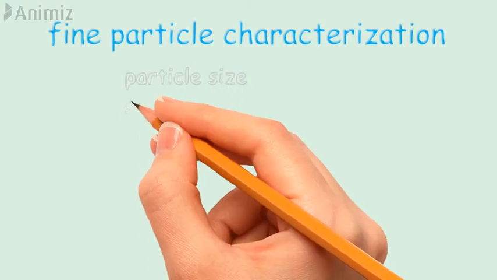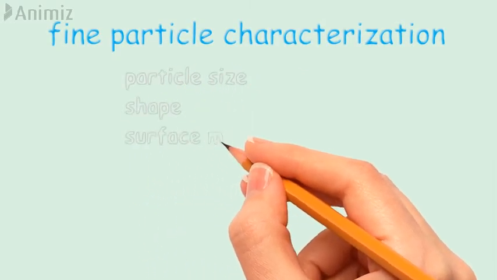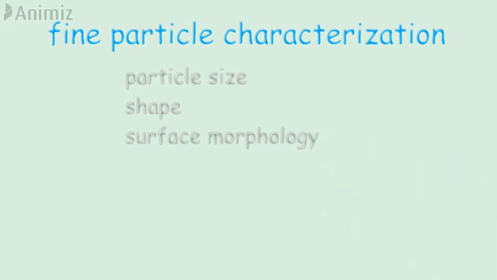Next one is fine particle characterization. Particle size, shape, and surface morphology directly affect bulk flow, formulation homogeneity, dissolution, and chemical reactivity of compounds. Let me explain some methods or techniques which are used to characterize some particle properties.